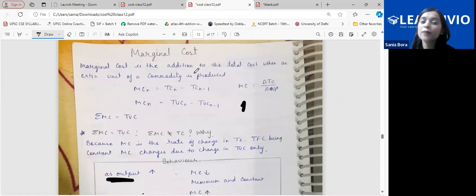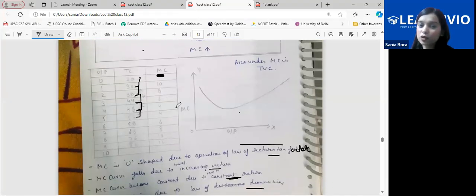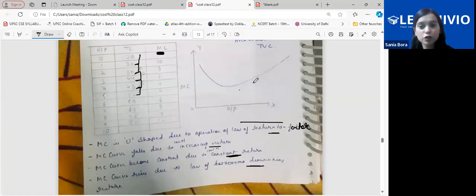So this is clear to everyone, marginal cost? The table is also clear, the shape is also clear: why it is U-shaped, due to returns to a factor; why it is falling at the start, due to increasing return; why it becomes constant, due to the law of constant return; why it started rising, due to decreasing or diminishing returns. Done? Fine?